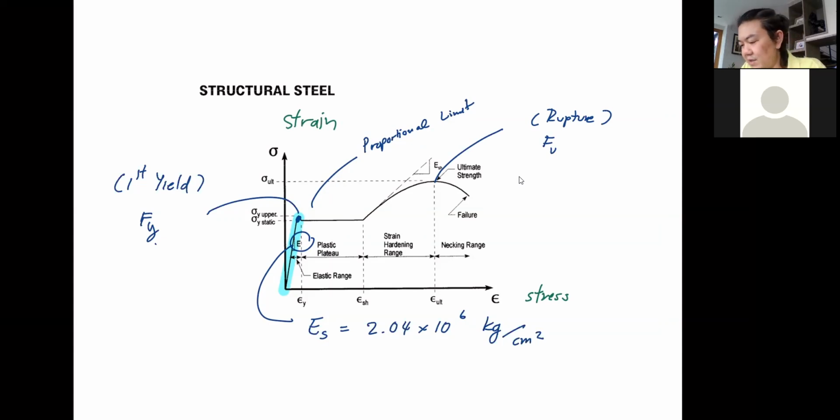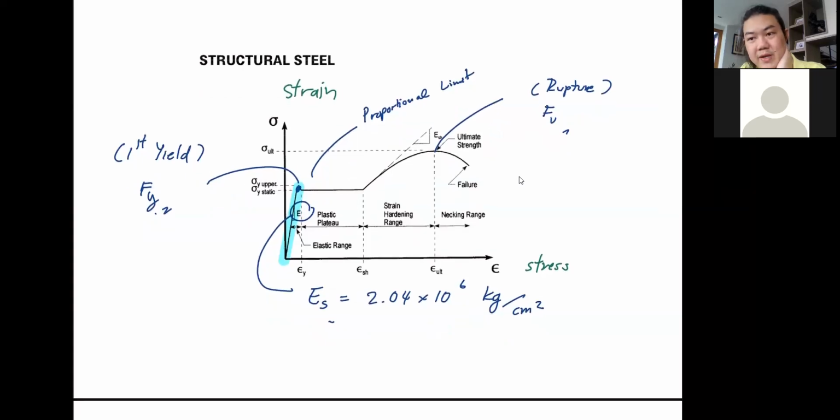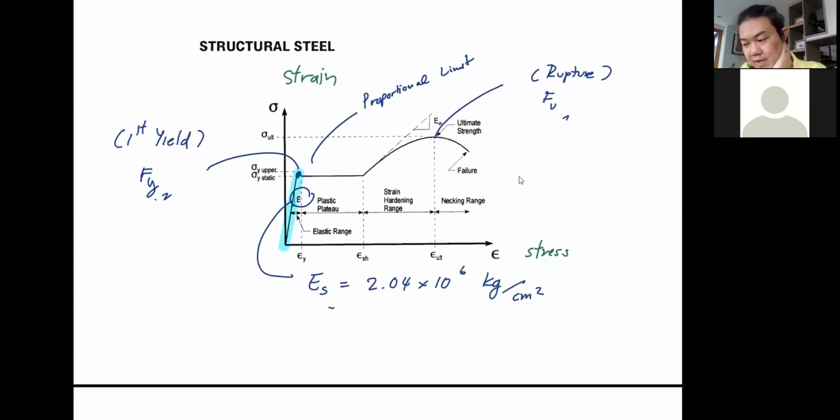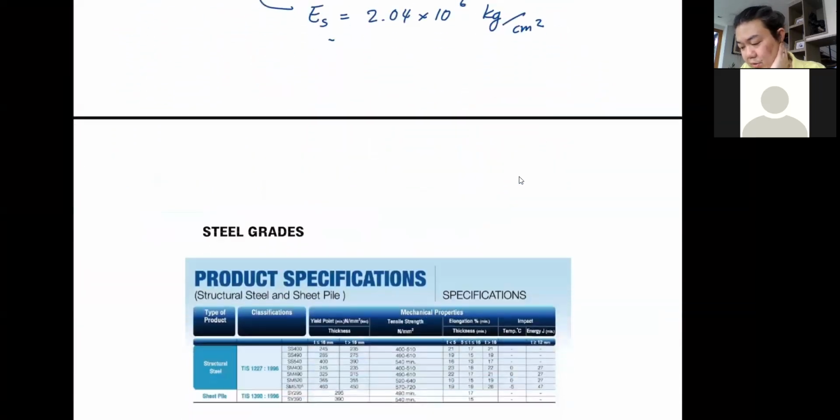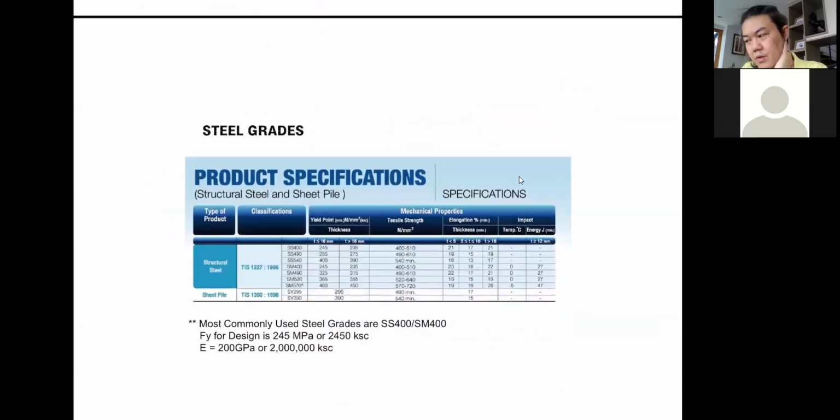And we can skip the part where the cross section will be reduced. We call that strain hardening and so on. Okay, the important characteristics are the first yield and the ultimate strength of the material, and of course the Young's modulus. Three things. Okay, so the Young's modulus will remain the same regardless of the steel grade that you use, but when you change the steel grade, we have more than one grade that you can choose.